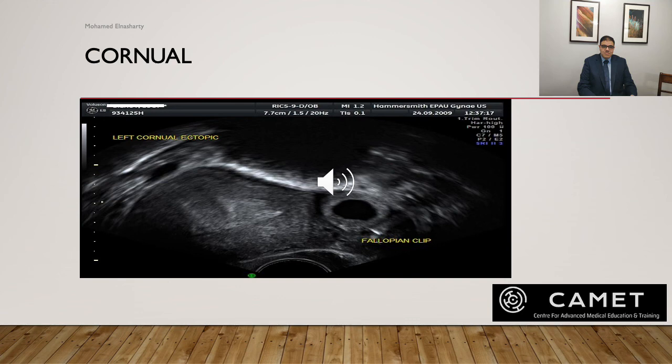For cornual pregnancy, it's about 1 in 76,000, so it's really quite rare. You can see visualization of a single interstitial portion of fallopian tube in the main uterine body. The gestational sac or products of conception are seen mobile and separate from the uterus and completely surrounded by myometrium, with a vascular pedicle adjoining the sac to the unicornuate uterus. The management is excision of the rudimentary horn, either through laparoscopy or laparotomy.